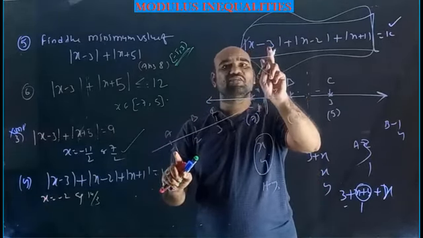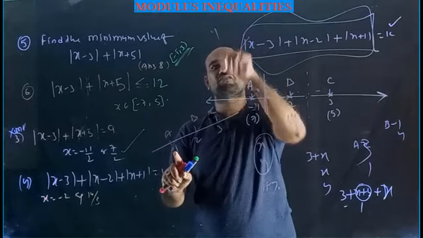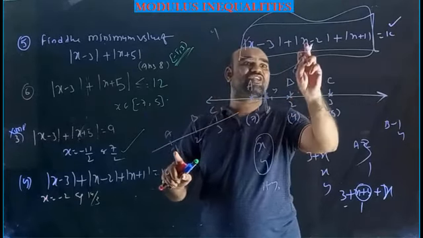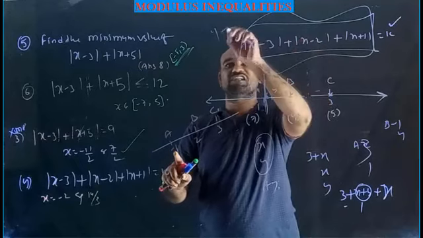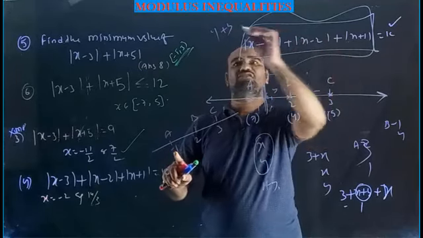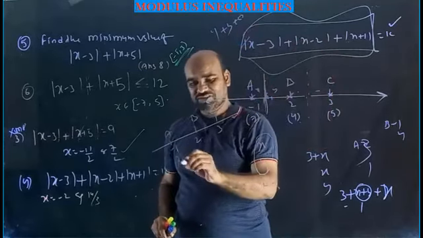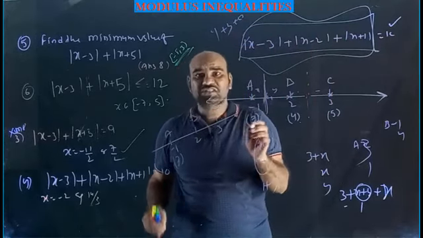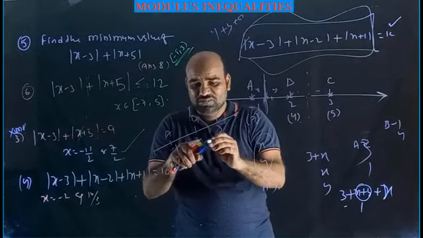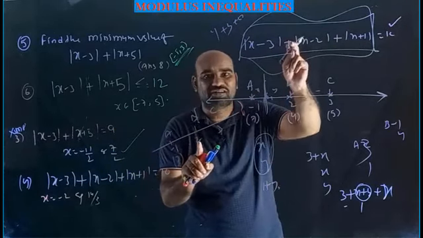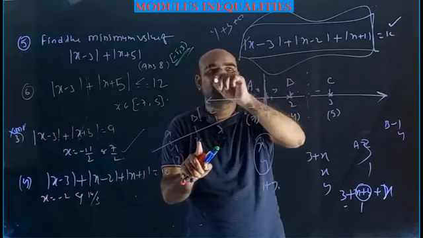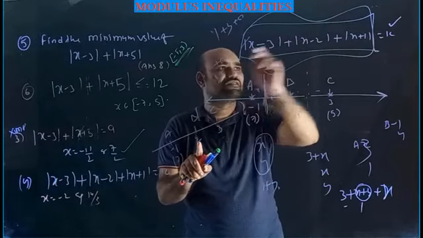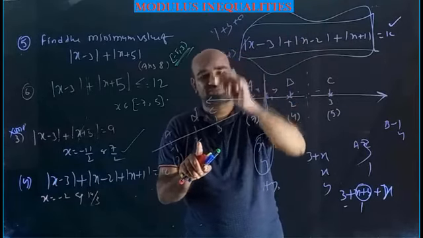-1 minus 3 is -4, mod of -4 is 4 only. -1 minus 2 is -3, mod of 3 only. Then 0. So directly you will get 7. They want to meet at B. How much distance is traveled by all? Just put X equal to 2 here. 2 minus 3 is -1, mod 1. 2 minus 2 is 0. Then 3. 3 plus 1, 4.